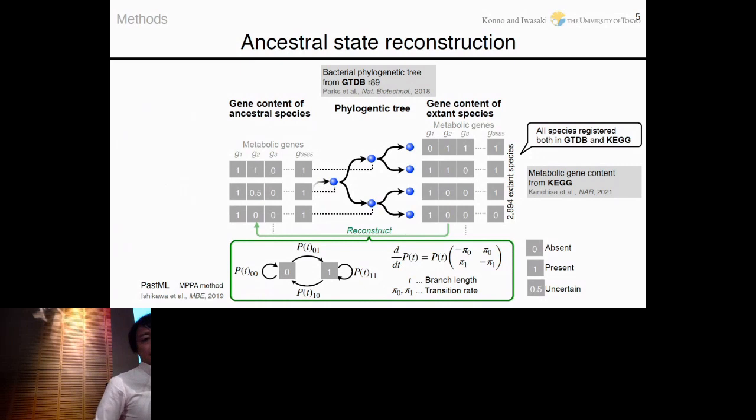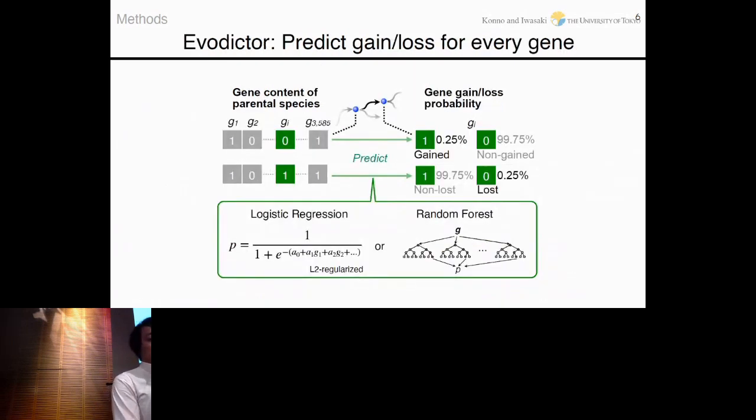And then we focused on the branches of this phylogenetic tree. In each phylogenetic tree branch, in the ancestral node or parent node, we have gene presence and absence pattern data. And also we know whether each gene is gained or lost along the evolution on that branch. So we trained machine learning models, logistic regression and random forest, to predict if each gene which is absent in the parent node will be gained in the child node, or whether the gene which is present in the ancestral node will be lost in the child node.